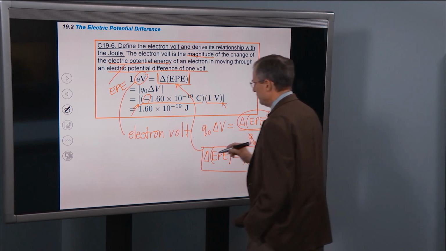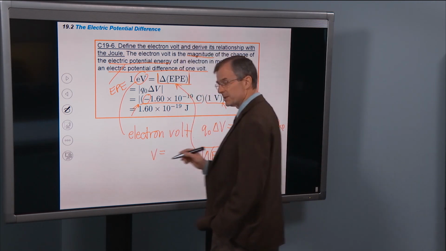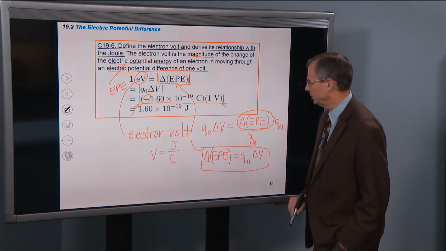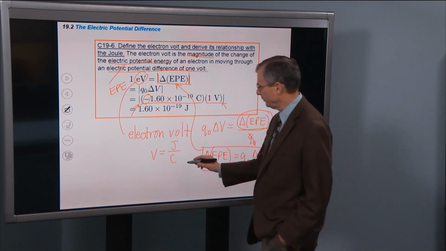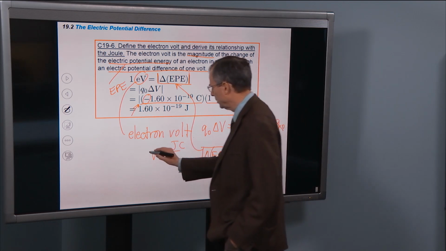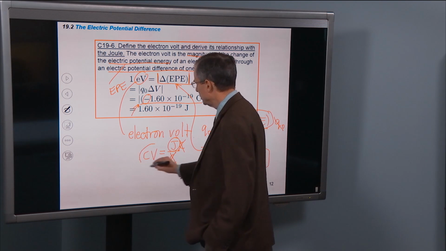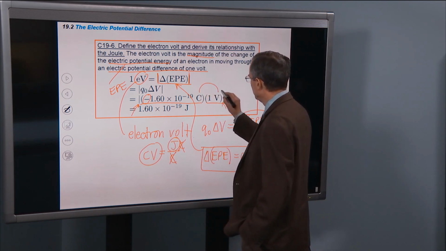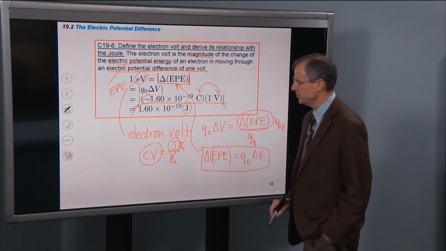Well, you may remember that the volt, based on the definition in the previous concept, the volt is a joule per coulomb. And so if we just multiply both sides by the coulomb, then 1 joule is a coulomb times a volt. So this coulomb times this volt becomes a joule.